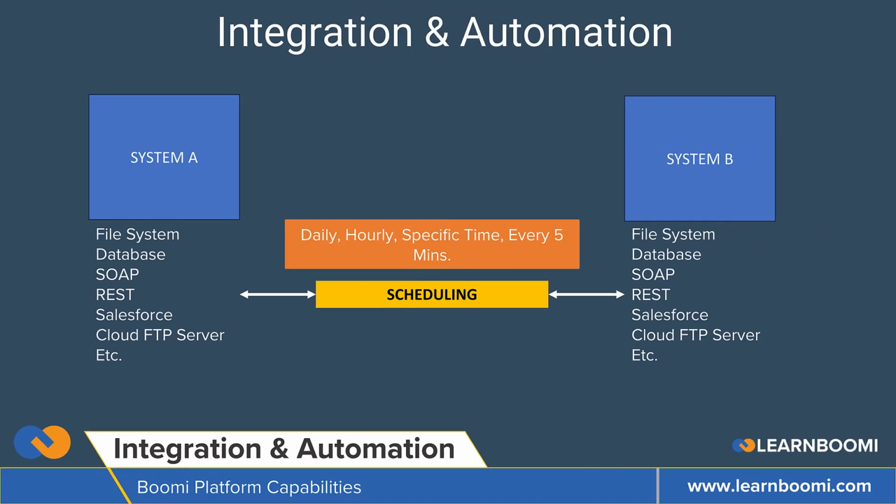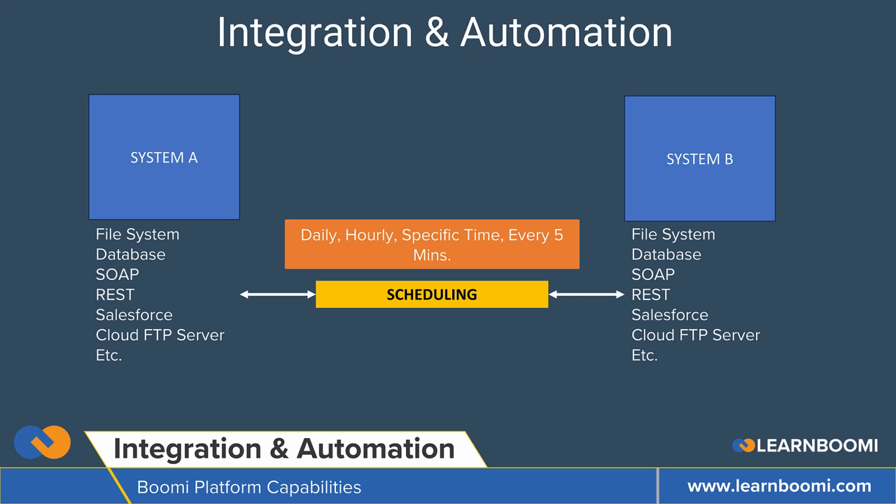So in this slide, we are looking at another key building block of integration, which is scheduling. So we have system A and system B. Both systems may contain different types of data like files, databases, SOAP, REST, Cloud FTP servers. To move or sync this data between systems, we need to decide when the integration should run. This is where scheduling comes into the picture. Scheduling is a mechanism that tells the integration platform when to execute a specific process flow. In other words, scheduling defines the timing, the frequency, and the trigger for an integration to start running automatically.